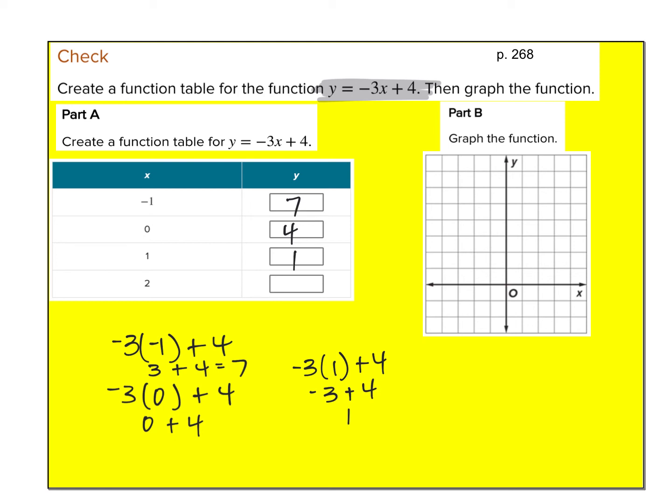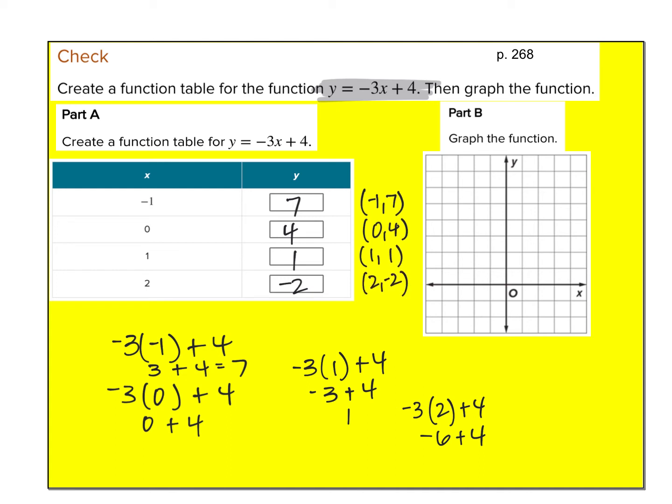Again, you should have this done already, so I'm going through it quickly. And then negative 3 times 2 plus 4, which is negative 6 plus 4, is negative 2. So now my coordinates are here: negative 1, 7; 0, 4; 1, 1; and 2, negative 2.